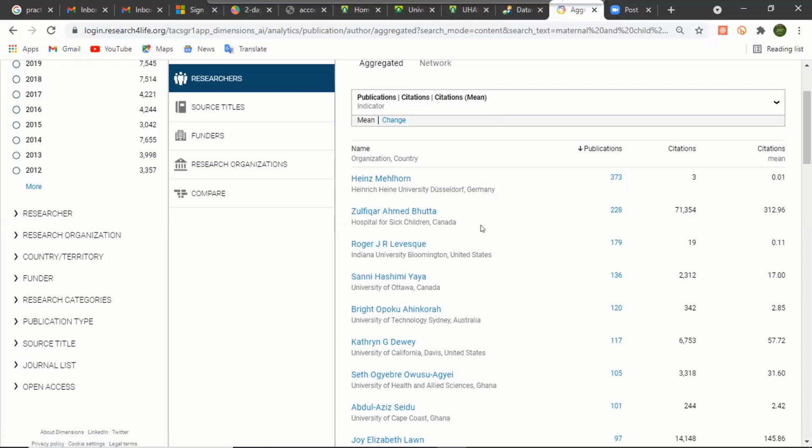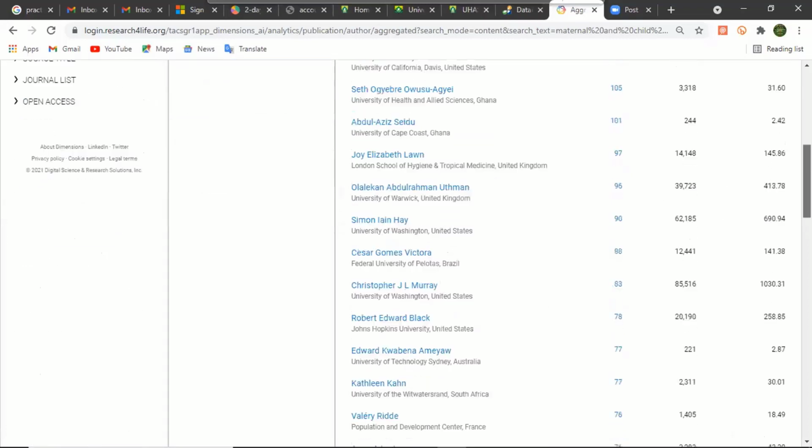But the interesting thing you observe is that though he's the first person here, another person from Canada, Buta, who has 228 publications, seems to have higher citations than he. Can you see? So in the same discipline or field of research, someone with a lower number of publications has a higher number of citations. Those are some of the dynamics you want to look at under the researchers.